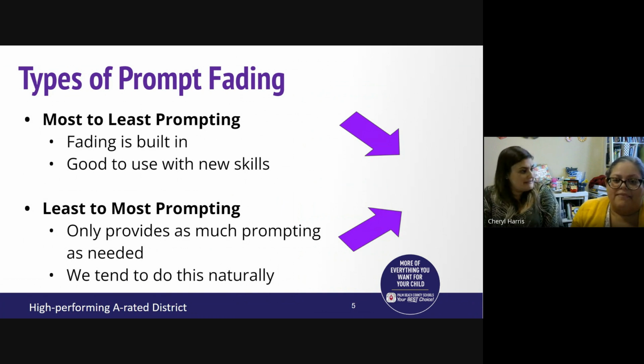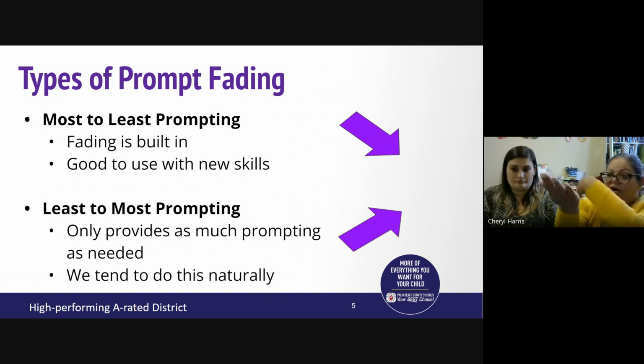Would you like to explain least to most prompting for us? Sure. So least to most, please understand, is when you're only providing as much prompting as is needed. And we actually tend to do this more naturally. Like, let's say we are at gestures and we're like, book, and we're showing the book. And then all of a sudden we're like, okay, we might need some little hand over hand to get the book, right? So we tend to do that naturally, but it's important to know that you can go up, down, or down, up, or however you need to. But it's usually best to try and match the student unless it's a brand new skill, like Caitlin said.